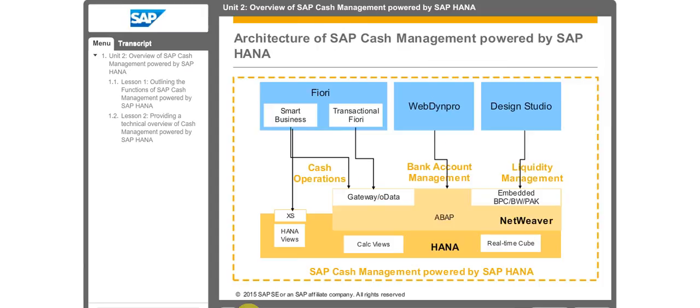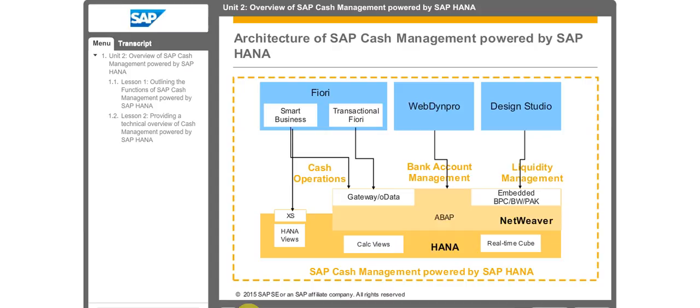This slide describes the brief introduction of the architecture for cache management powered by SAP HANA. From the UI perspective on cache operations, it provides the Fiori, including the Smart Business and Transactional Fiori apps. For the Smart Business, we have to consume information from the HANA database, by the oData provided by Gateway or by the XS engine. The XS engine is deployed directly in the HANA database, which means that it is 2-layer without any application layer. For the transactional Fiori, it consumes information via the oData interface provided by Gateway.